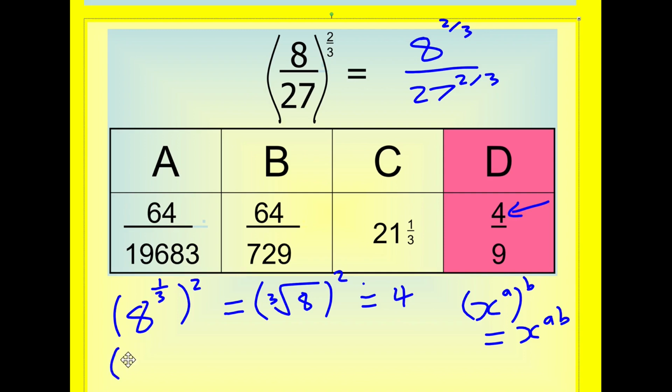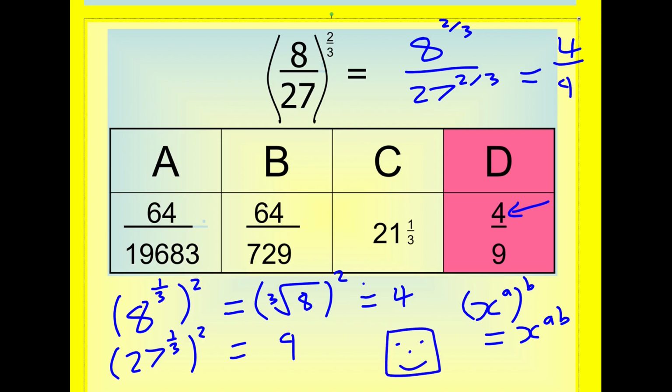27 is very similar. 27 to the 2/3 is going to become 27 to the 3rd, then squared. And 27 to the 3rd is the cube root of 27, which is 3. 3 squared is 9. So we get a final answer, 4 over 9. Okay, if you got all those correct, fantastic. If you didn't, all right, think about whether you understand it. You might want to practice this another time or go back and try some of the questions.